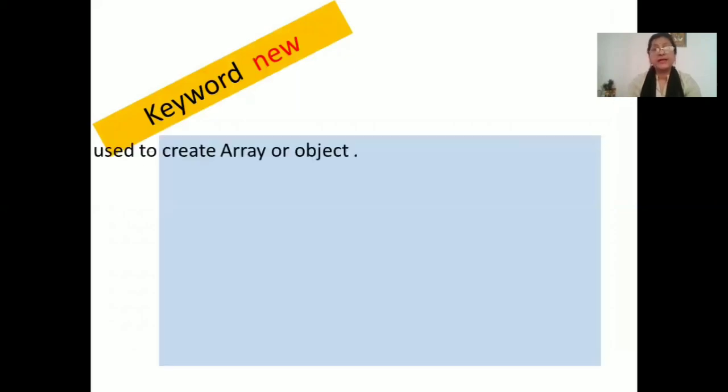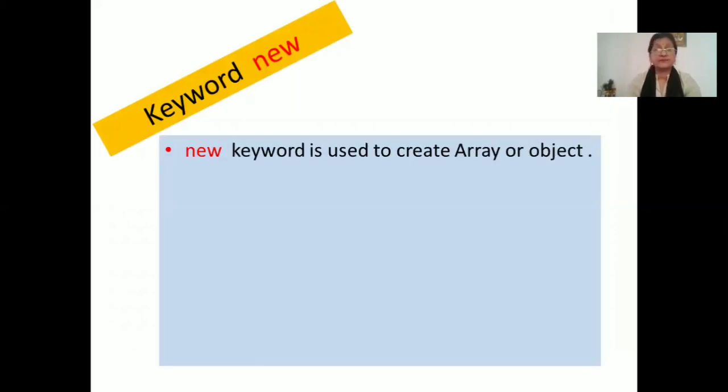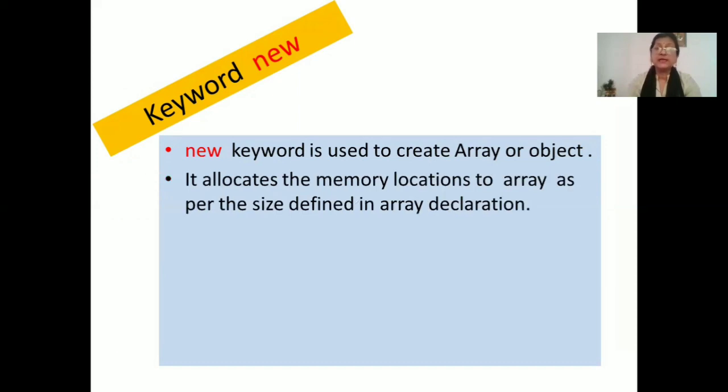Now the keyword new. This is a very important keyword, and let's see what its purpose is. As the definition says, the new keyword is used to create an array or object. It allocates the memory location to the array as per the size defined in the array declaration. Just now I also told you that arrays and objects are reference data types. So whenever you create any reference data type variable, we always use the new keyword.